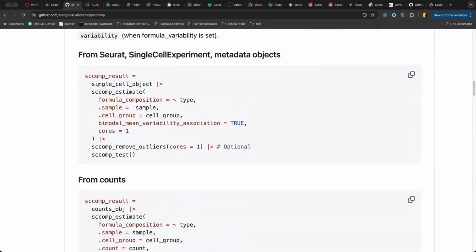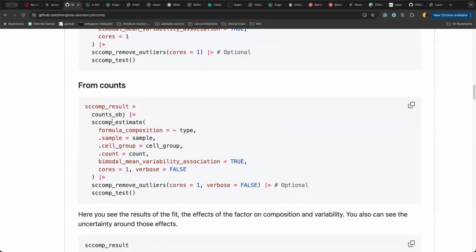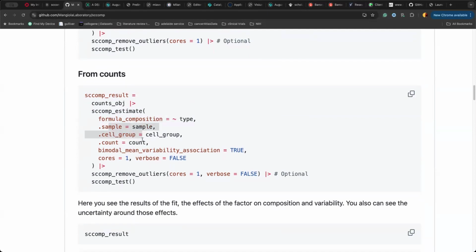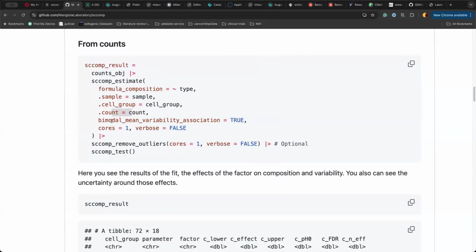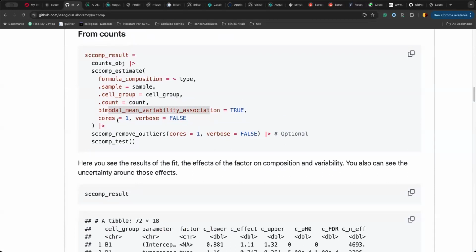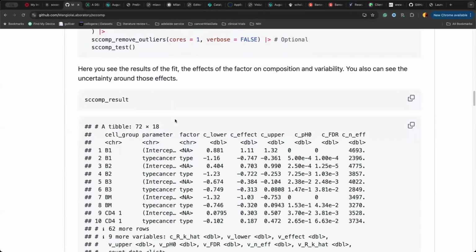It looks like this. You can give a single cell object or a count table, and you declare the formula of the composition. I haven't explained, but sccomp also does differential variability analysis, so you can give an arbitrary formula for the variability, what you expect the variability to be affected by. And you give sample and count if you have count data. This bimodal association you can turn on, as well as other cores and so on and so forth.